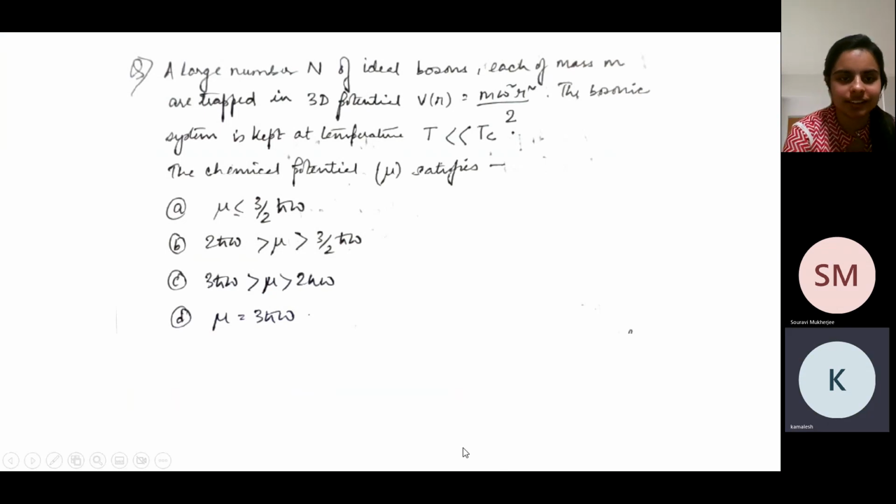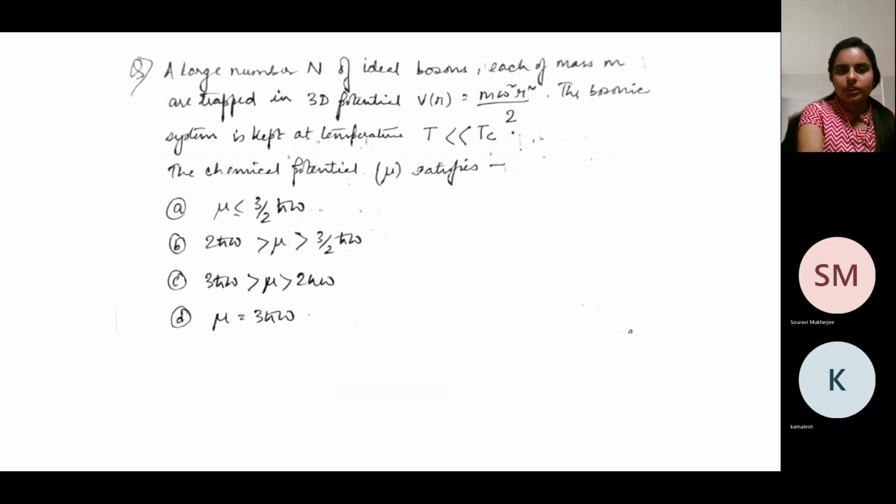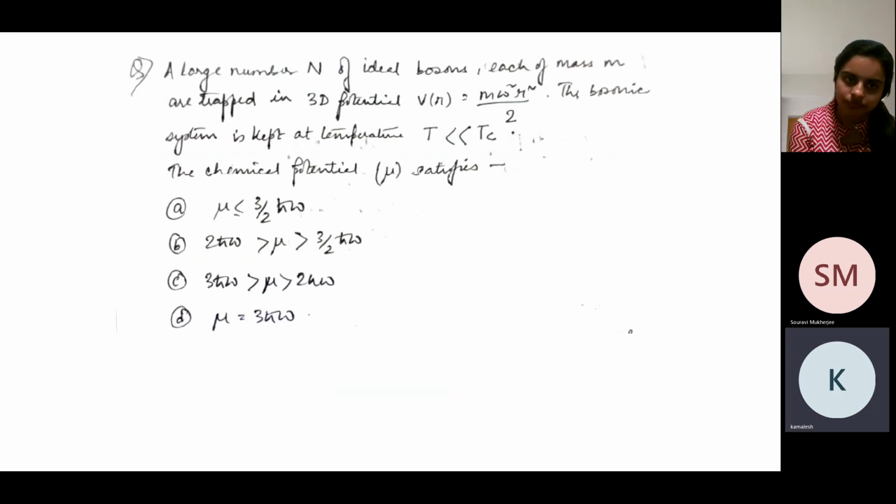You just said the answer. The upper bound is 3 by 2 h cross omega. So which of the options matches with what you just said? A and B. How does B match? B says that mu is greater than 3 by 2 h cross omega, right? So it will be A.